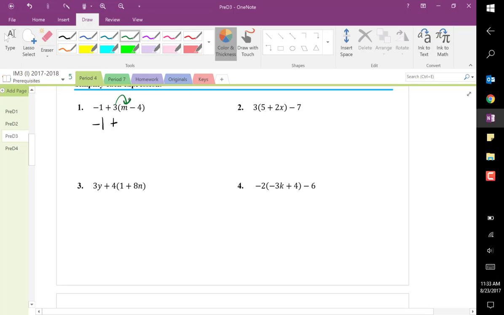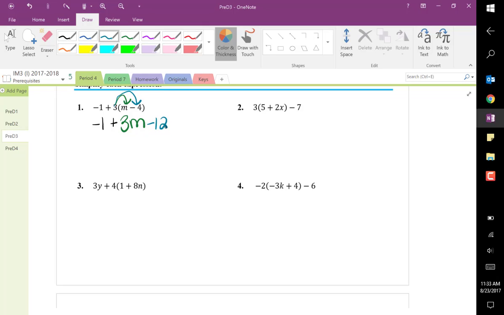What is 3 times m? 3m. And then what is 3 times negative 4? Negative 12. Thank you for raising your hand back there. No, it's okay. I didn't ask you to. I want you guys to all just say it so that you're actively saying it. When we do tickets, we'll raise our hand.